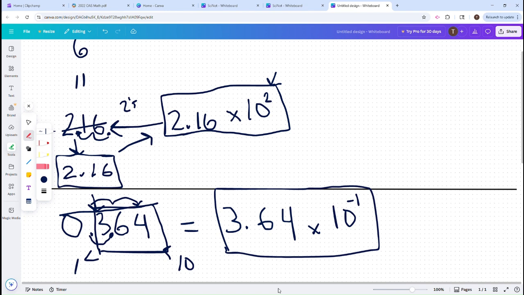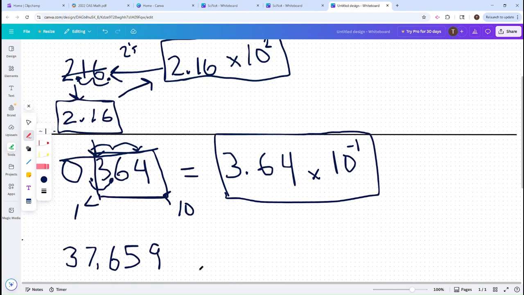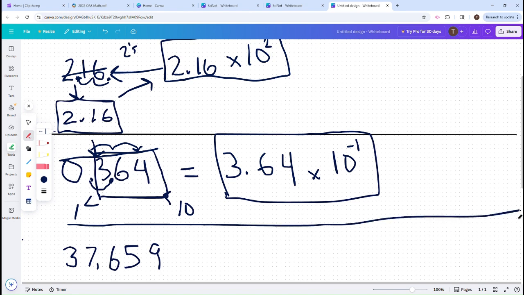All right. Fairly easy, right? Not too big of a deal. Let's do the same process with a little bigger number. All right. We've got a 5-digit number here. 37,659. Now, notice this is not a number that's between 1 and 10 or between 0 and 1, so it's classified as a big number, which is at least 10. So we're going to move the decimal to the left.